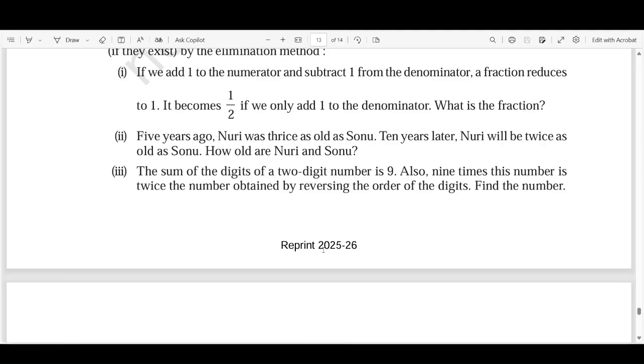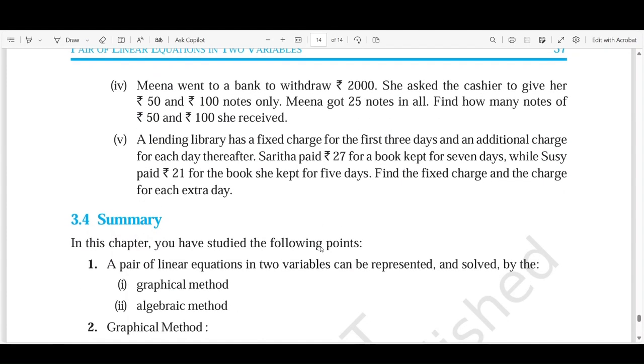Next, problem number 4. Meena went to a bank to withdraw 2000 rupees. She asked the cashier to give her 50 rupees and 100 rupees notes only. Meena got 25 notes in all. Find how many notes of 50 rupees and 100 rupees she received. So she wants to withdraw 2000 rupees from the bank. She specifically insists the cashier give the cash in 50 and 100 rupee notes. In total she is getting 25 notes. So they are asking us to find how many notes there will be in 50 rupees and 100 rupees separately.